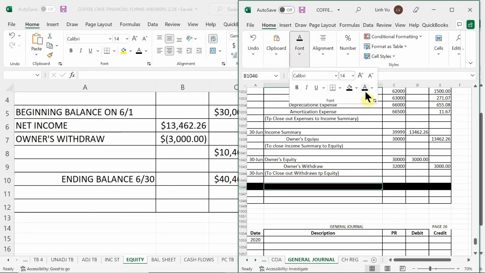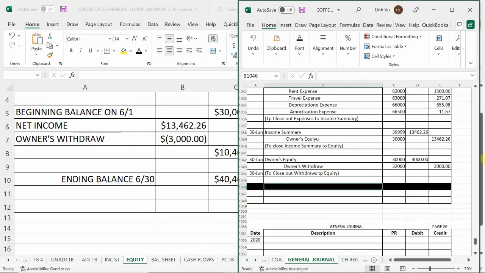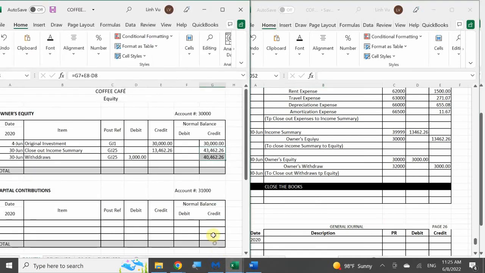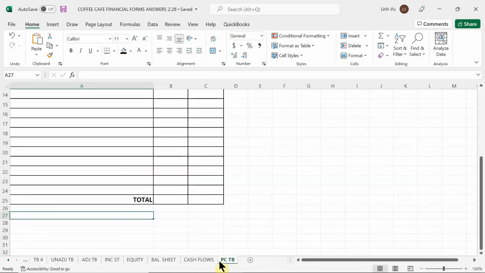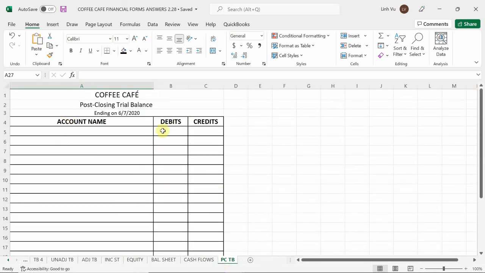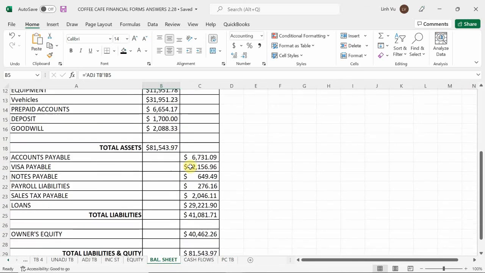Okay, and that means you are completely done with your journal and your ledger, because the last step that we have left is to do the post-closing trial balance. We close the books, so that means you can save your journal, you can save your ledger, and all you have to do is complete the post-closing trial balance. And how do I do that? It is easy. If you take a look at your post-closing trial balance and compare it to your balance sheet, they are almost identical.